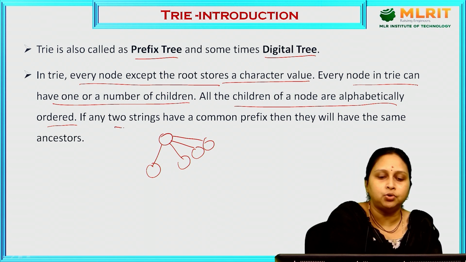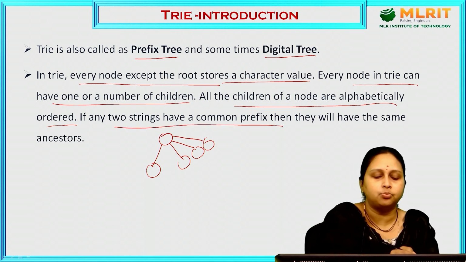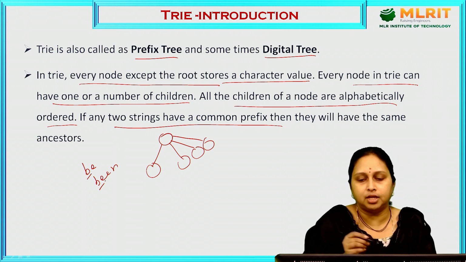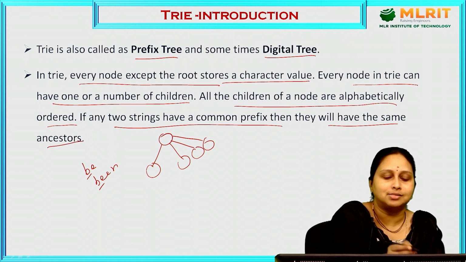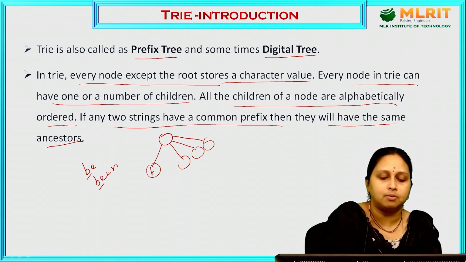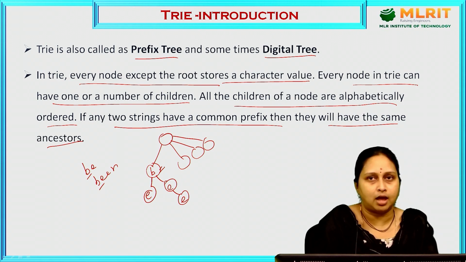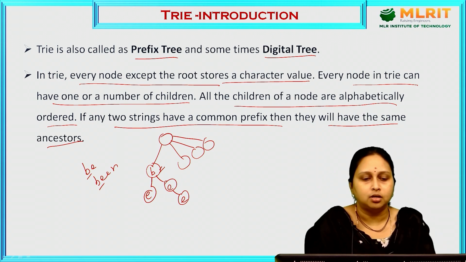If any two strings have a common prefix, suppose I am going to represent bean, right? If they have the same prefix, then they will have the same ancestors. That means I can represent B like this, and bean like this, right? This way, the same ancestor is shared. That is the meaning of the statement.